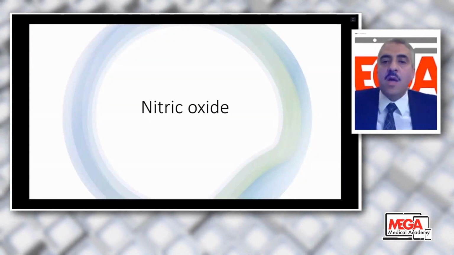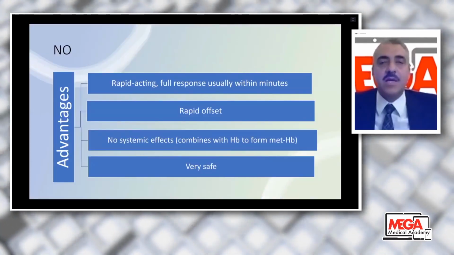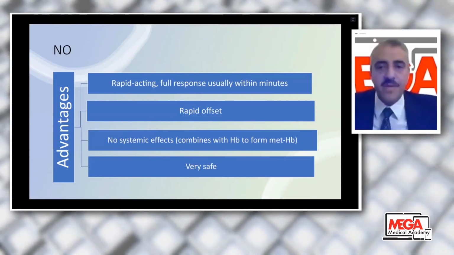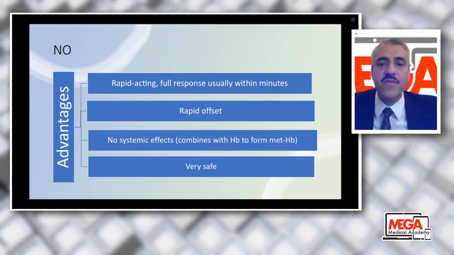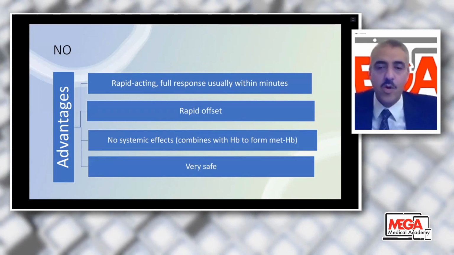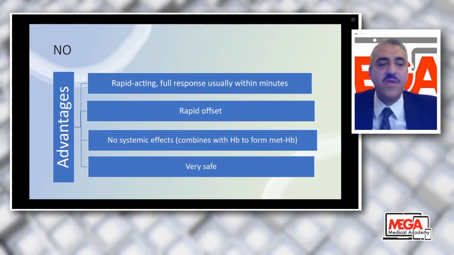Regarding nitric oxide, the advantage is that it is rapidly acting. Within a few minutes it gives the desired effect, and it also has a rapid offset with no systemic effect, due to combination with hemoglobin to form methemoglobin. The overall profile of nitric oxide is a very safe drug.